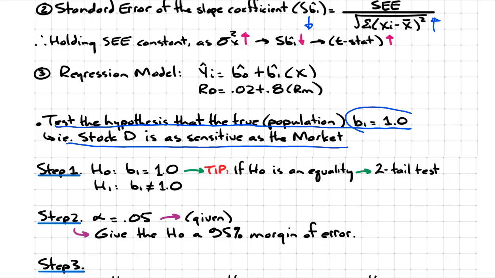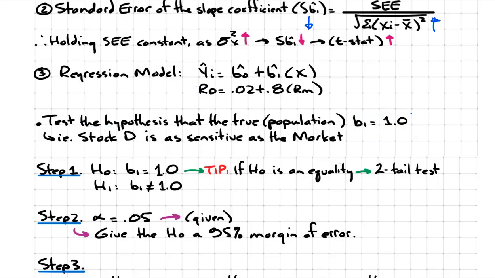Because remember what beta equaling 1 implies. It means that if B1 was 1, and the markets went up by 10%, this stock would go up by 10%. On the other hand, if the markets drop by 10%, then the stock return would drop by 10%. So that's what B1 means. It means that stock D is as sensitive as the market itself.